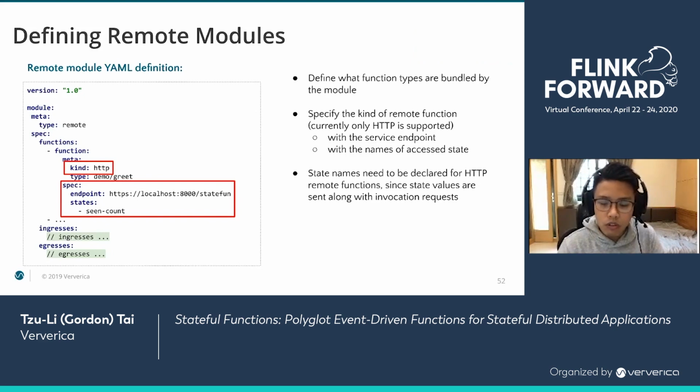You can find all of those in the Flink documentation, and we ship Kafka ingresses and egresses for YAML definitions as well. So you can just use textual YAML definitions to define Kafka ingresses and egresses.